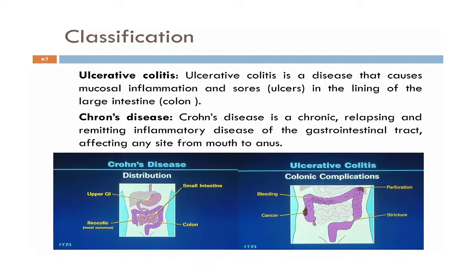Ulcerative colitis is a disease that causes mucosal inflammation and ulcers in the lining of the large intestine, that is colon, mainly colon and rectum. While Crohn's disease is a chronic relapsing and remitting inflammatory disease of the GI tract affecting any site from mouth to anus. So as you can see, from upper GI to lower GI tract, any part can be affected. Most common part affected in Crohn's disease is the ileocolic region, while in ulcerative colitis it is mainly the colon which is involved, and there are multiple complications such as malignancy, bleeding, perforation and formation of strictures.